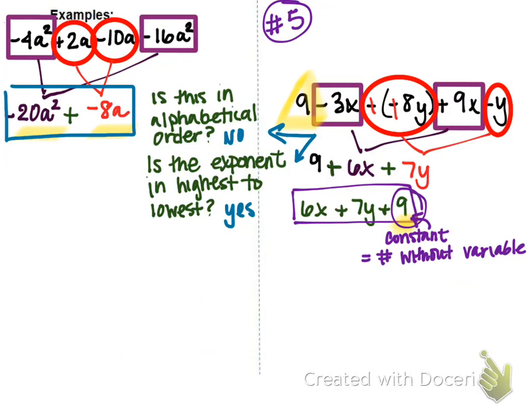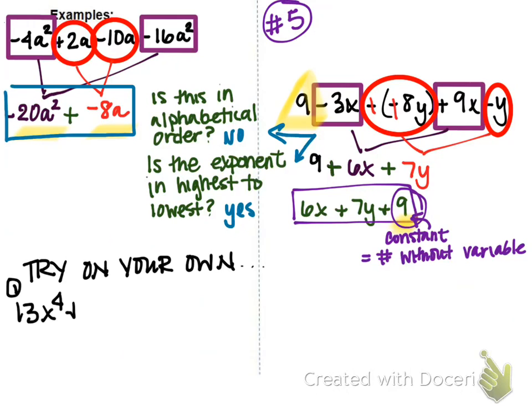Let's take a look at the 2 try-on-your-own problems that you'll be working on tonight. The first is 13x to the 4th power plus 13x squared minus 2x to the 3rd power minus 4x to the fourth power. Again, your first step is to go through and identify your like terms, box those in, combine them, and then order them in alphabetical order, and then the exponents should be from the highest to the lowest.